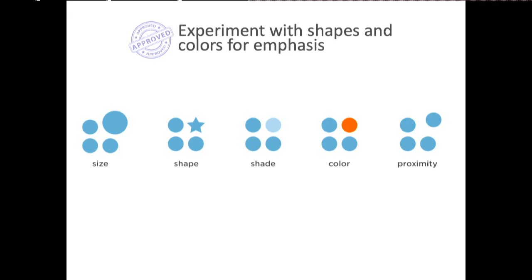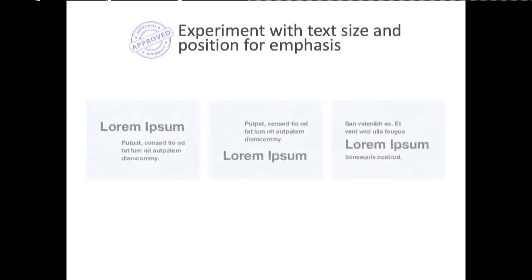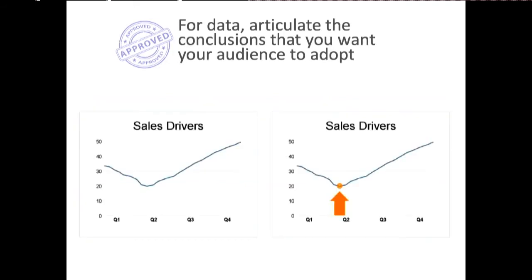So, different ways you can emphasize things on your slides. You could use a different size, a different shape, a different shade, a different color, or you can pull something out to emphasize it. So experiment with different text size and positioning, for example. If you have a minor point, make it smaller. Don't just follow a PowerPoint template. They're boring.